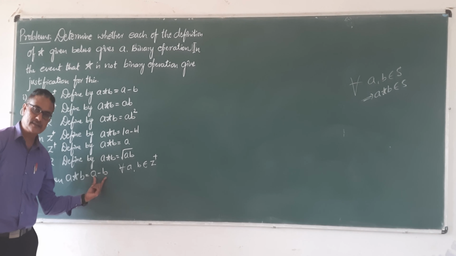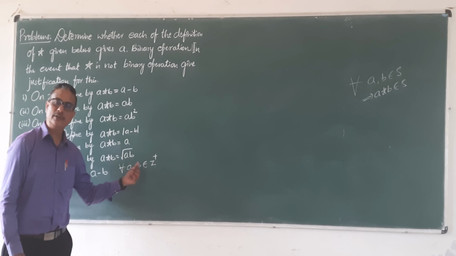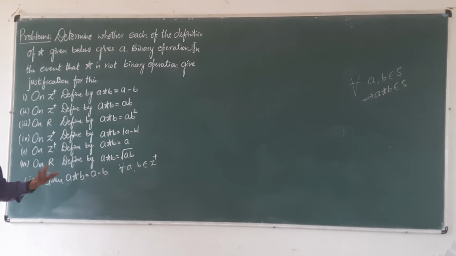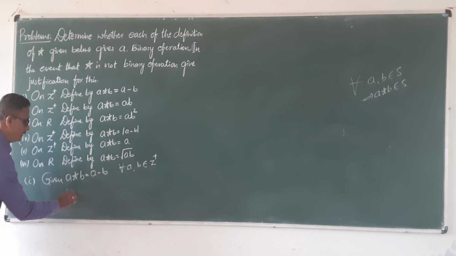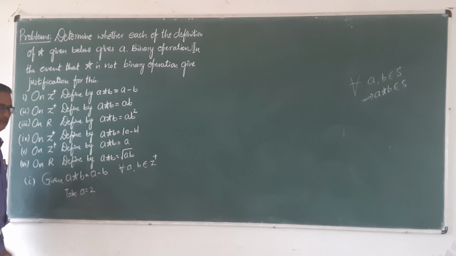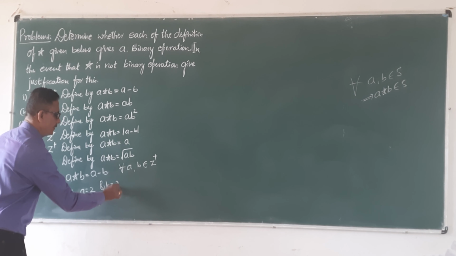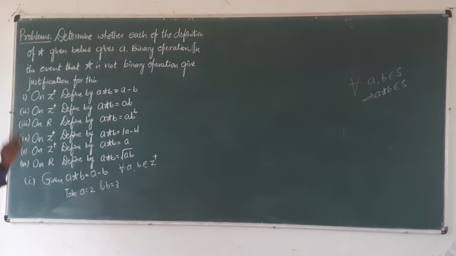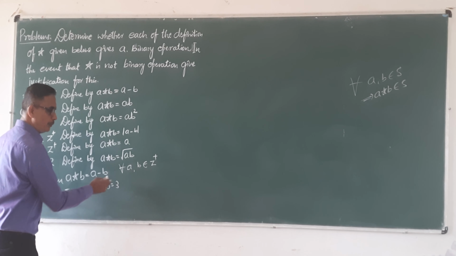If this answer is in Z plus, then it is a binary operation. If this result is not in Z plus, then that is not a binary operation. a and b are positive integers. Is it a binary operation or not? Now take one simple example. Take a value 2. 2 is a positive integer, and b value 3. So many positive integers: 2, 3, 4, 5, 6 and so on. Take a value 2, b value 3.